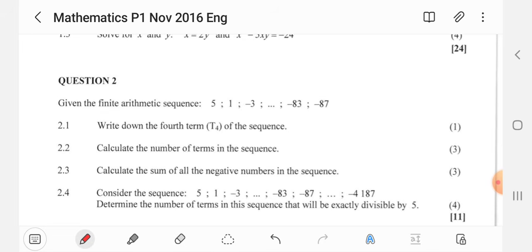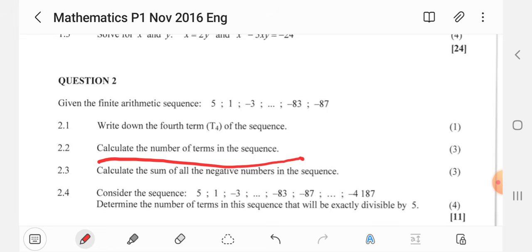So we need to calculate the fourth term of the sequence. For the fourth term, we will say -4, that is the common difference, plus the -3, which is this one. And then we'll find out that the fourth term of the sequence is -7. That is the fourth term.